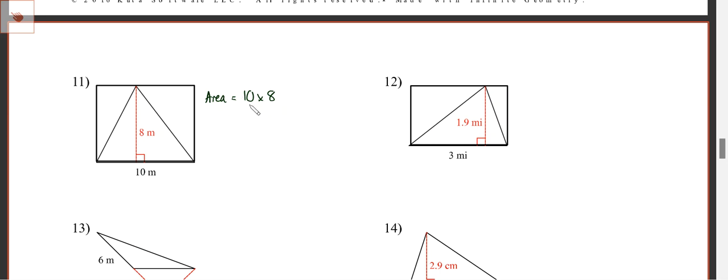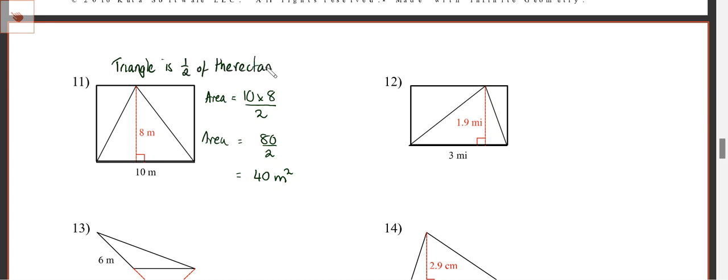And how do we get half of it? We divide it by 2. So the area would be 80 divided by 2 is 40 square meters. So the triangle is half of the rectangle it fits in. Okay? It will always be half, yeah.